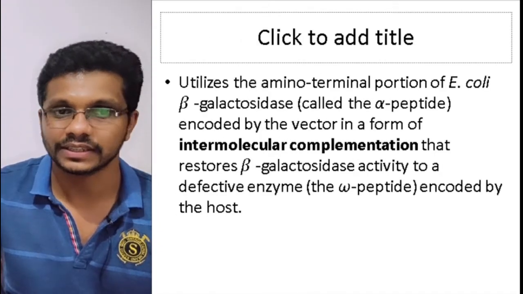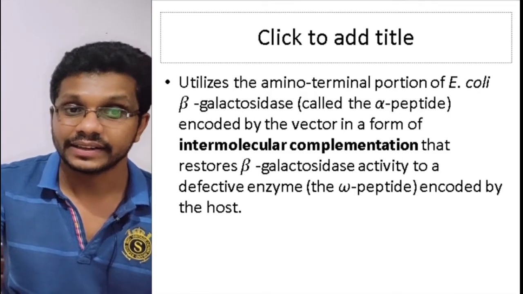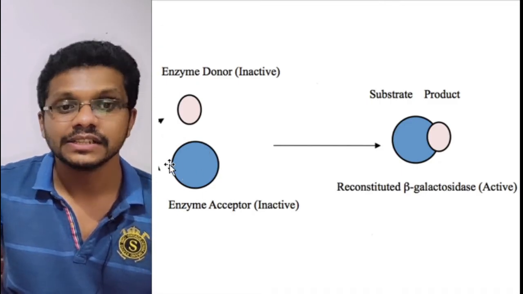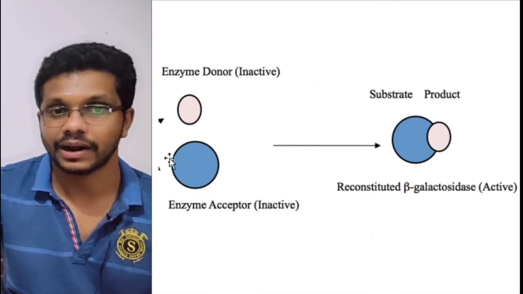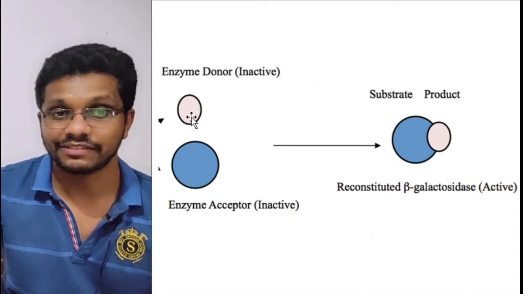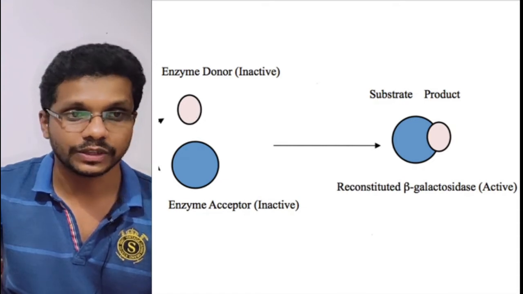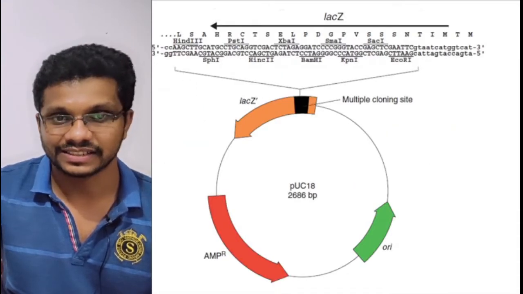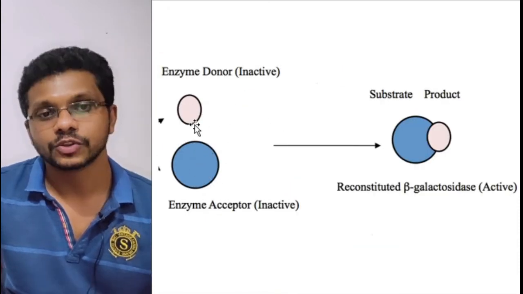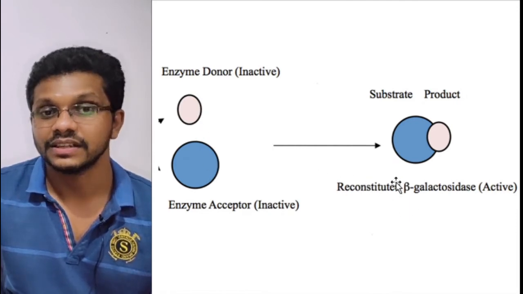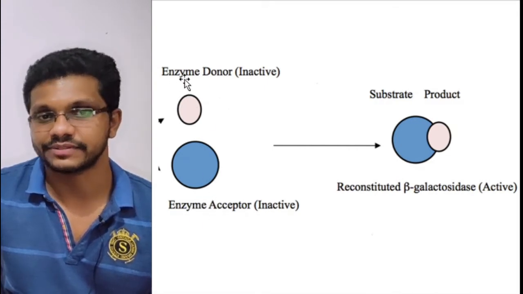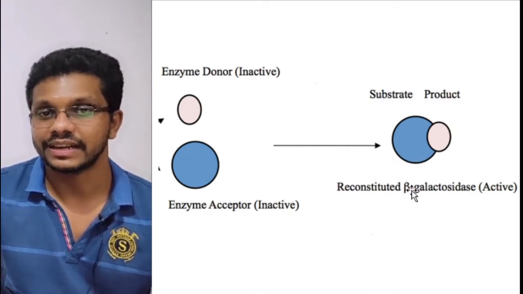The whole process is called alpha complementation, and we can say it's an intermolecular complementation. Here is another representation. The bigger one is the inactive omega peptide produced by the bacteria, and the small one is the alpha peptide produced by the pUC18 vector. The LAC-C dash gene in pUC18 produces the small peptide, and the bacteria produce the large one. When they combine together, what happens? It will produce active beta galactosidase. The large one itself is inactive and the small one itself is inactive, but when they combine together, they get a functional protein.